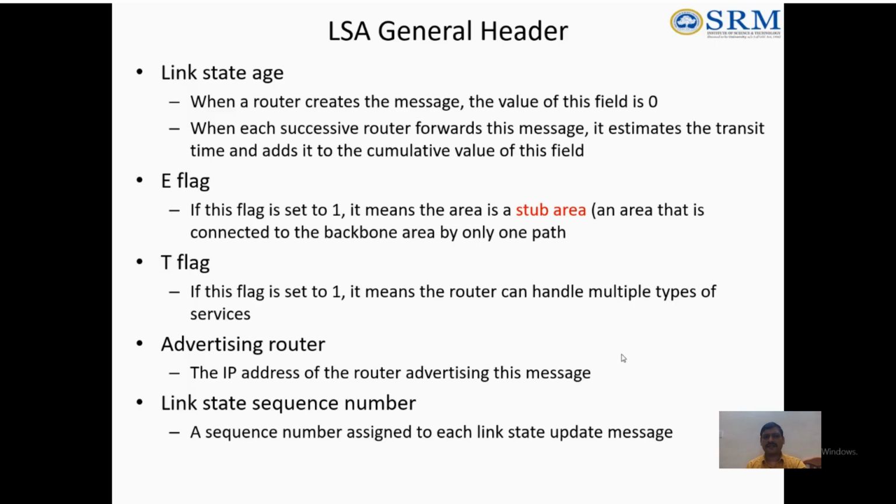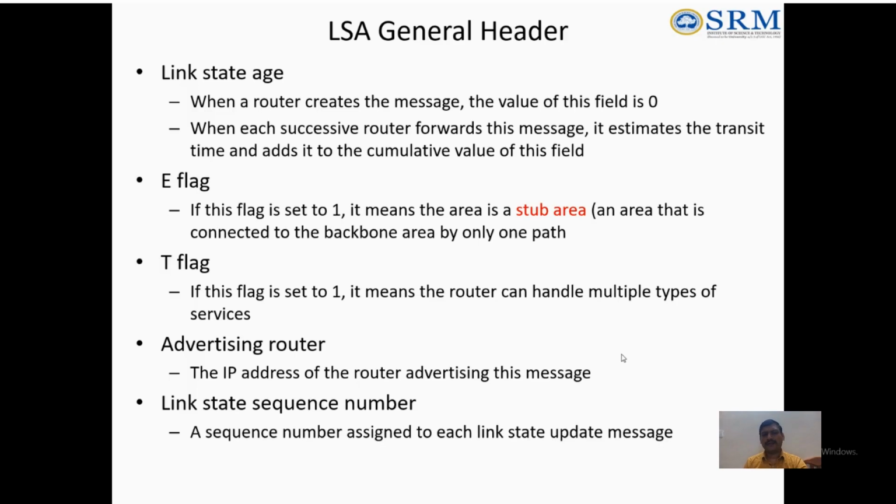E flag. This is a flag set to 1. It means a stub area. We already discussed what a stub area is. There is an entry and exit, and only one path is available; that we can call a stub area. An area that is connected to a backbone area by only one path, for example, you can call a stub area. For that, we can set the flag to 1. T flag: if the flag is set to 1, it means the router can handle multiple types of service.